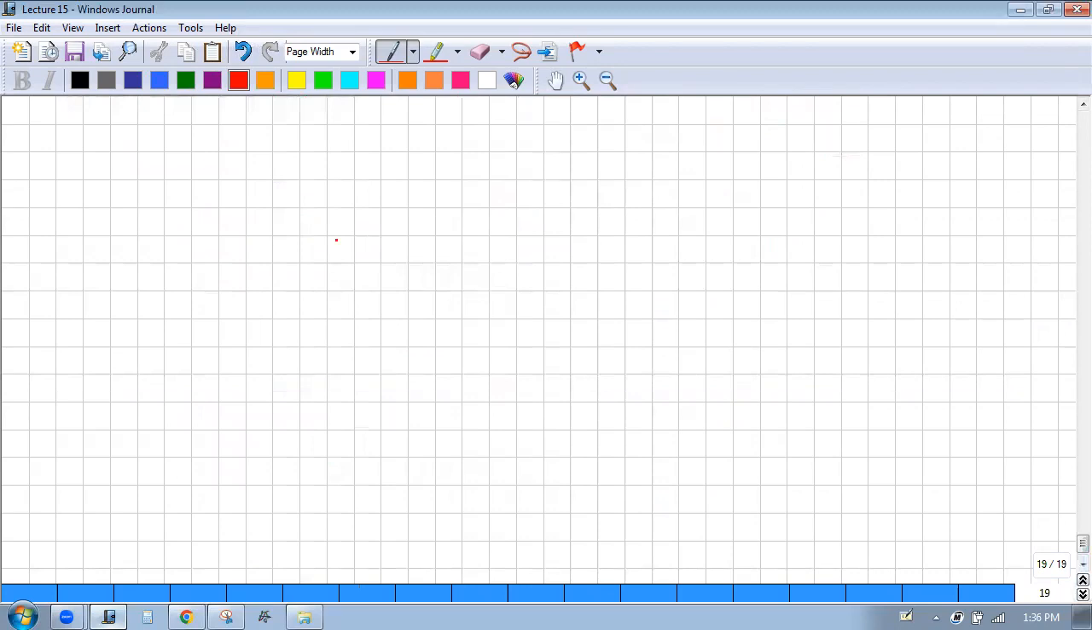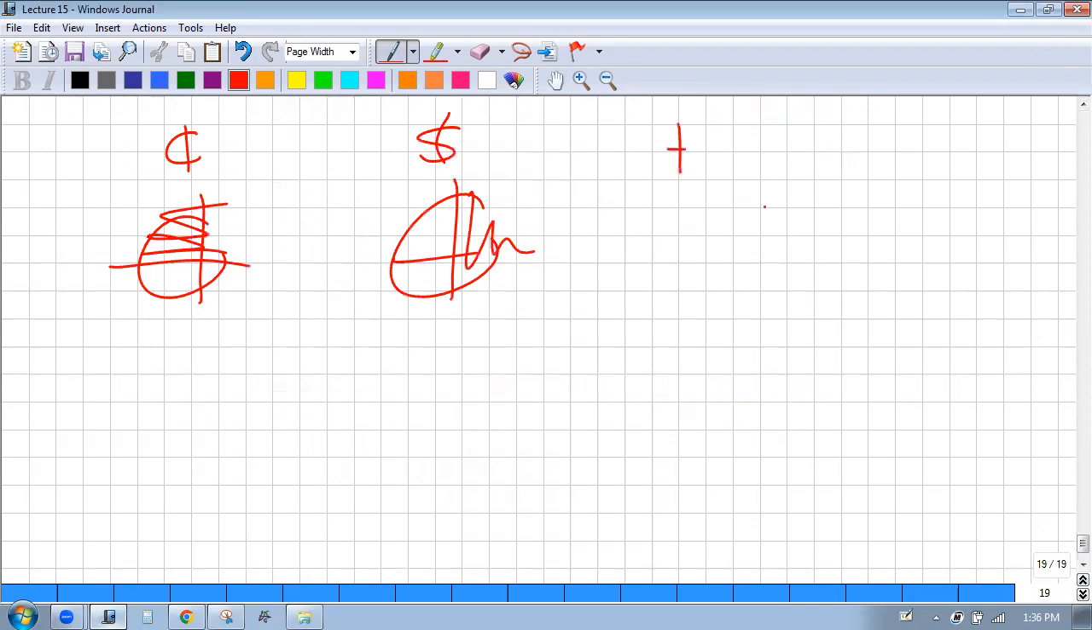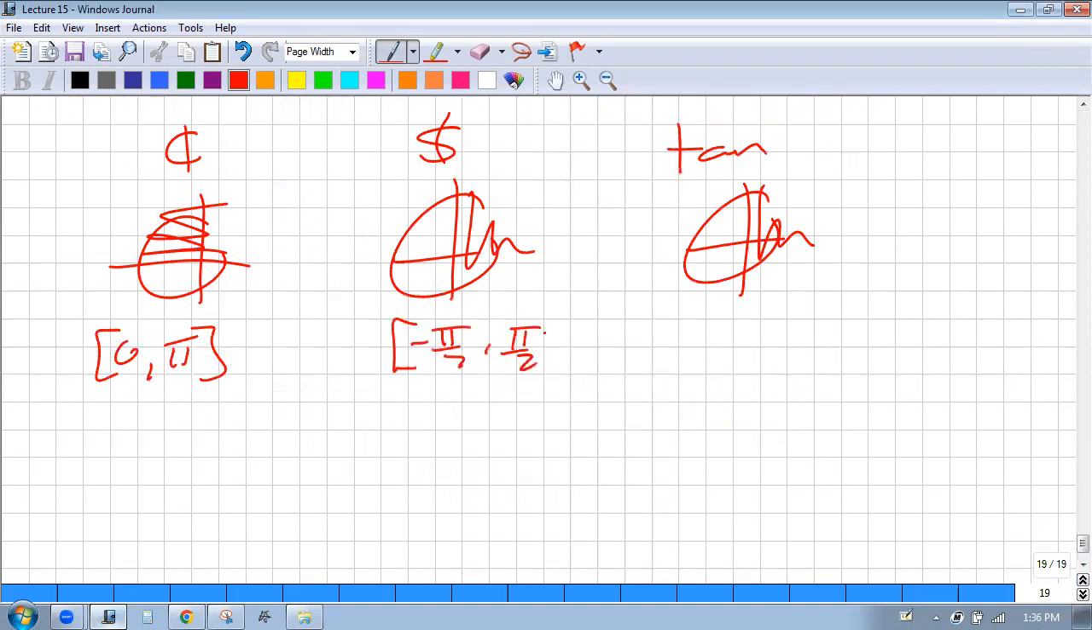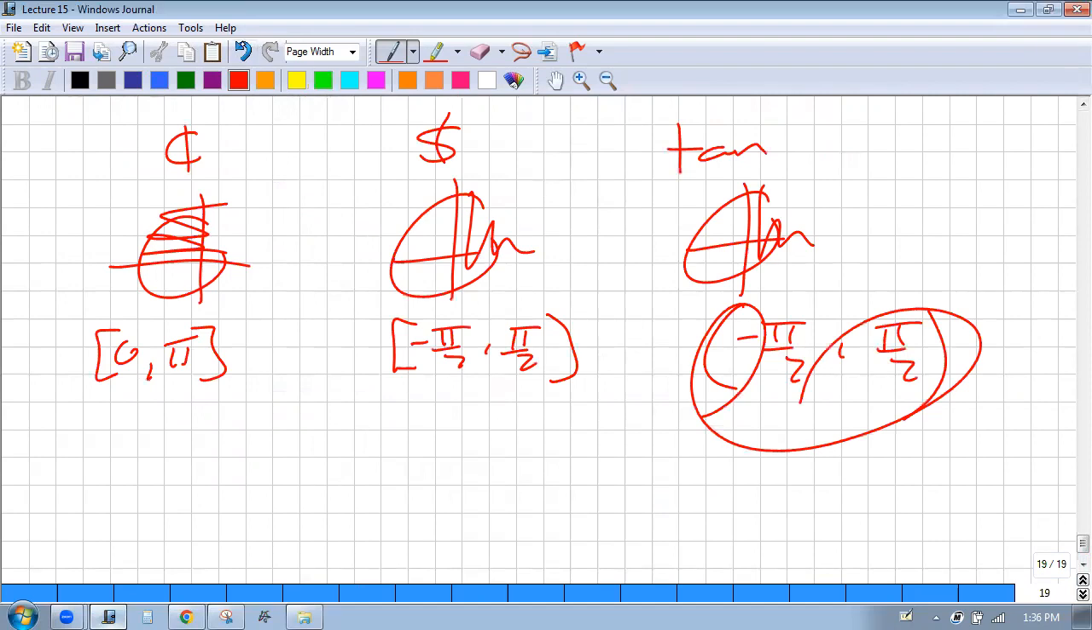I'll tell you again. Cosine, top half. Sine, right half. Tangent, right half, right? 0 to pi, minus pi over 2 to pi over 2, and minus pi over 2, pi over 2. Round brackets, because tangent can never, okay?